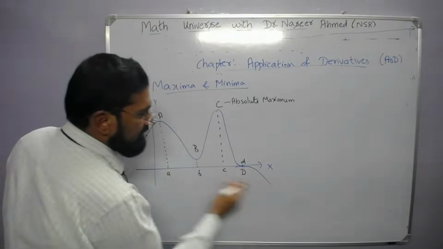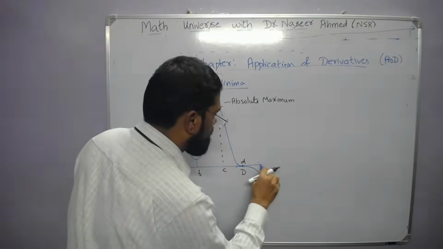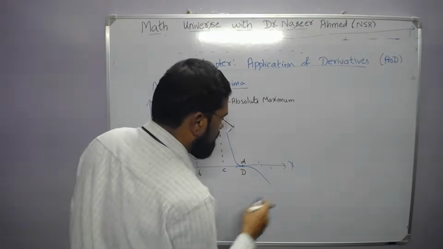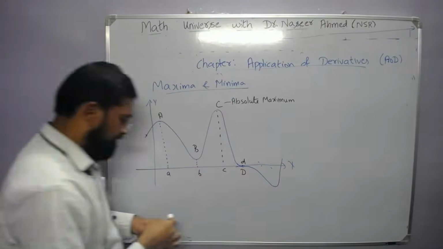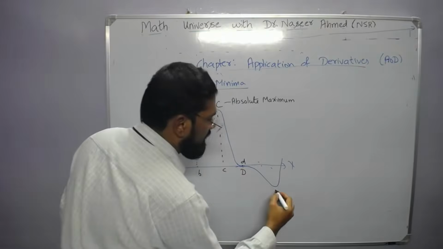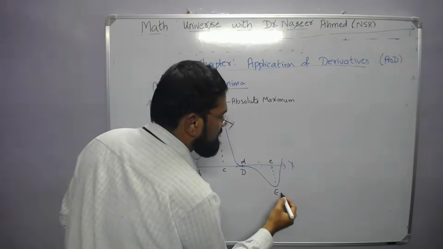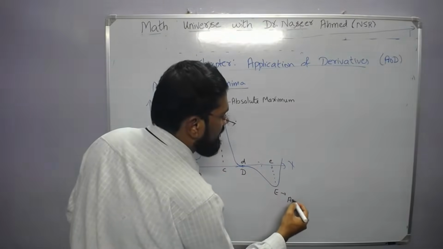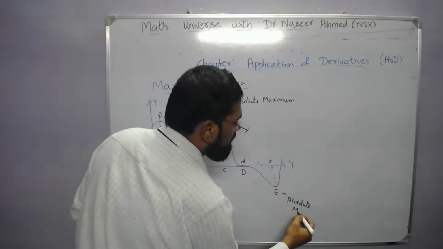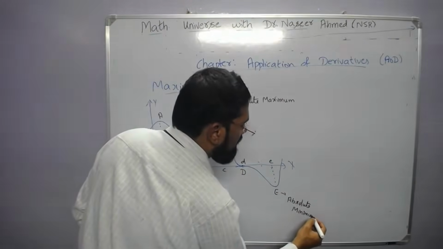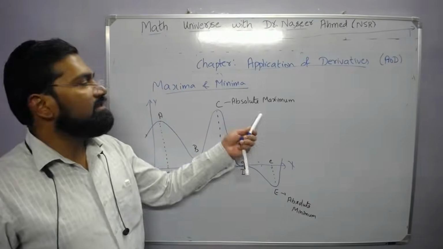Whereas, let's say that I'm going to come back here. Yeah. So here we have E and the corresponding point is here. And this is the least value. So this will be absolute minima or absolute minimum. When do we say absolute minimum? Least of all. Absolute maximum, largest of all.